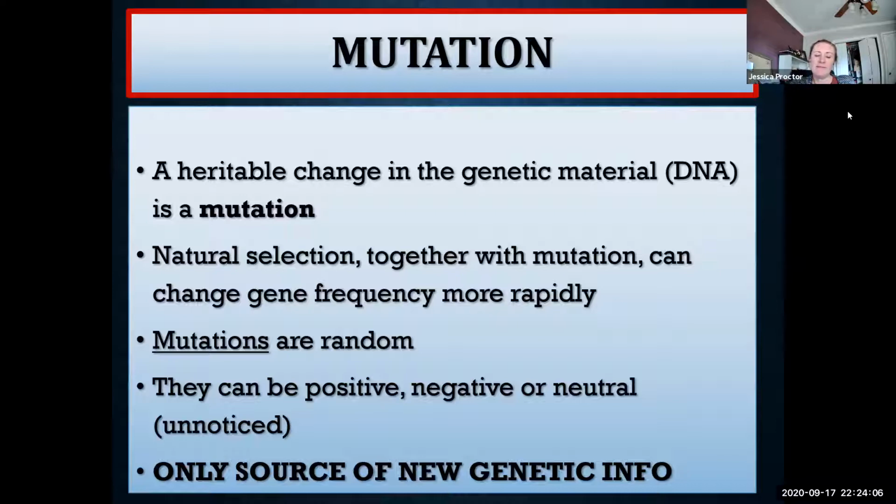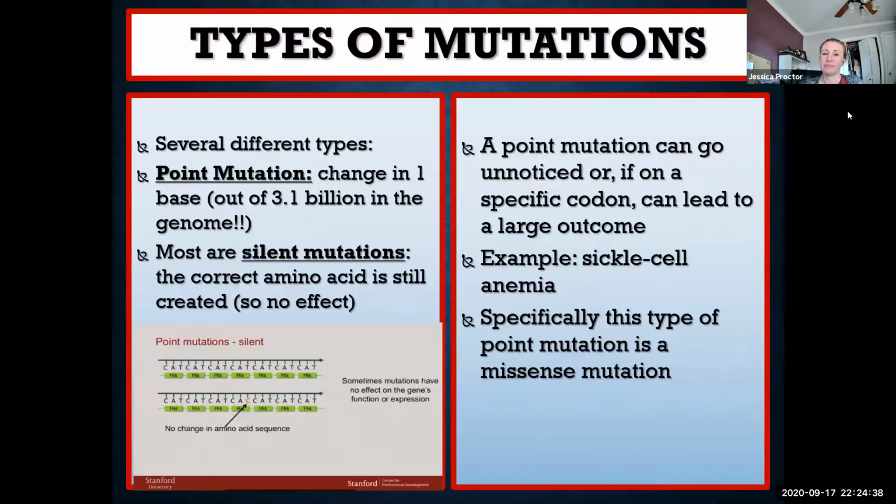These can be positive, meaning that it provides a benefit to the organism. They could be negative, meaning that it causes a detrimental effect, or they could be neutral, meaning it doesn't provide any sort of positive or negative effect. Mutations are important to evolution because they are the only source of brand new genetic information in a gene pool. And remember, you're probably going to get sick of me saying this, but in the game of evolution, variation wins. So in that sense, mutation is certainly a very necessary and beneficial aspect of evolution.